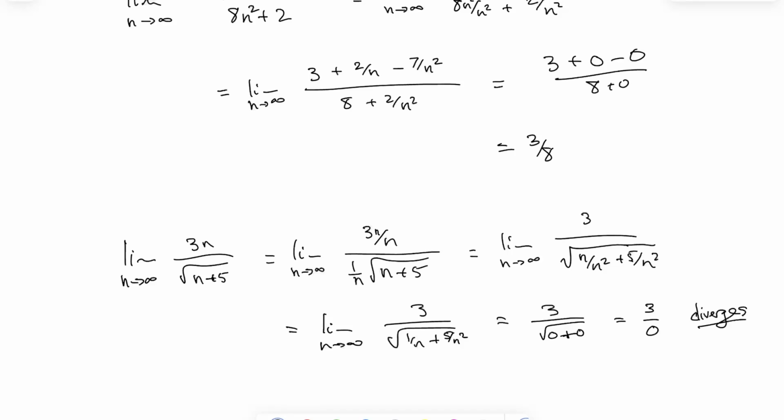This one also you could use L'Hopital's rule with, although it's kind of complicated to deal with that square root on the bottom. I would do it this way rather than the L'Hopital's rule. All right? Excellent.